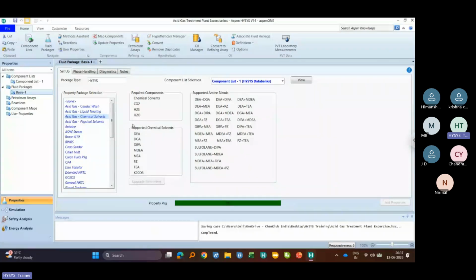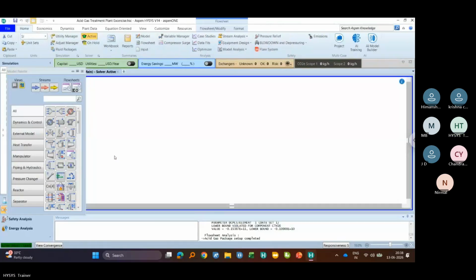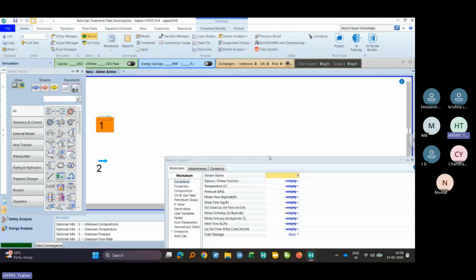Now we don't have any reactions, petroleum assays, or user properties to be added. We can directly go to the simulation environment now. Going to the simulation environment. It's taking some time. Okay. Now the first thing I will do is add two material streams. One and two. The upper one, I will be simulating as a lean amine stream.